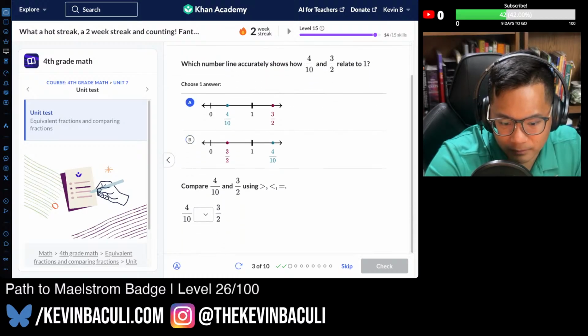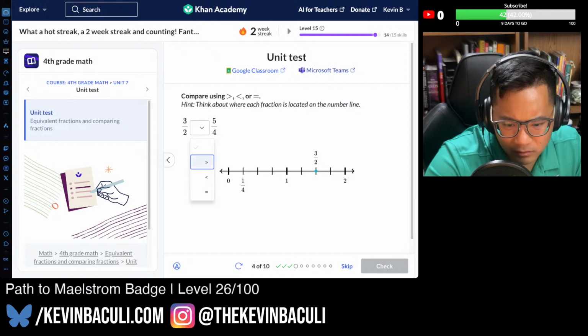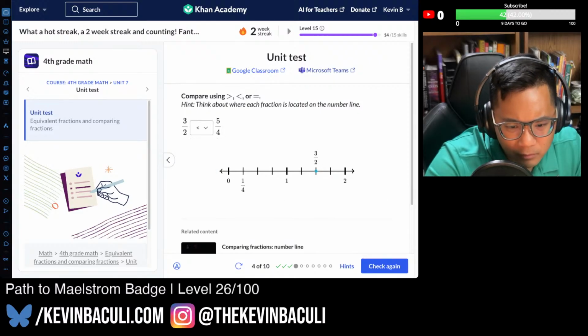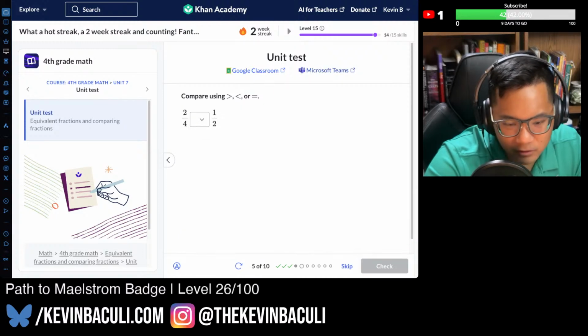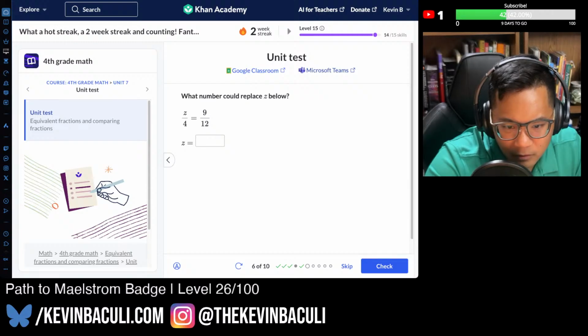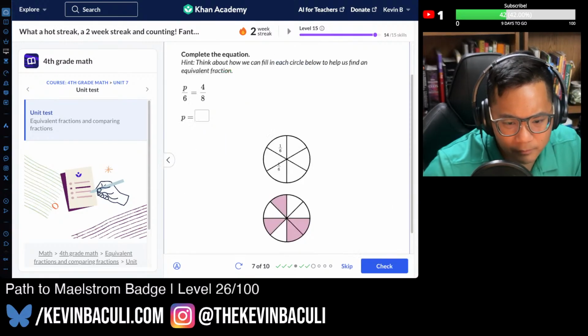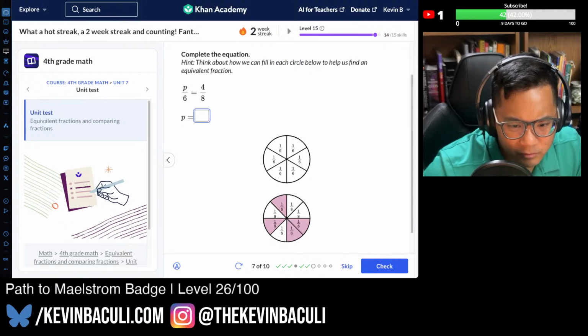This one. Let's see. Chop, chop. Oh. Oh, oops. Damn it. Okay. Equal. Place Z below. 3. P equals 2. Oh, 3.